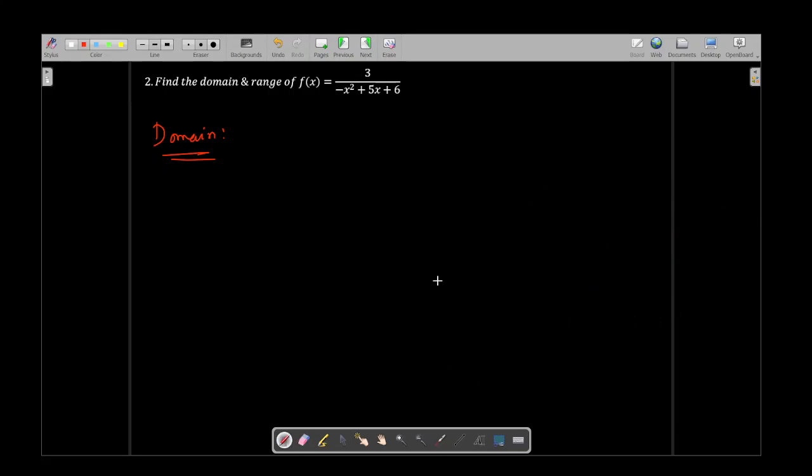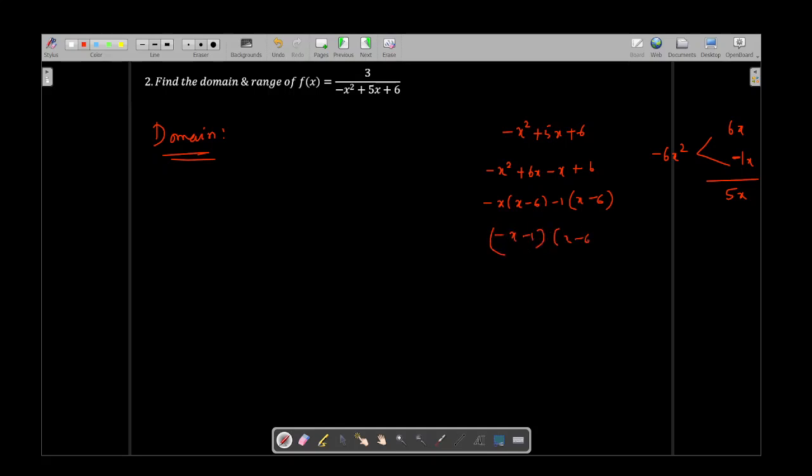We have minus x square plus 5x plus 6. So minus 6x square is my product, and the sum is 5x. So I think we can take 6x and minus 1x, because the product is negative and the sum is positive. So I can write this as minus x square plus 6x minus x plus 6. Take minus x outside, I'll get x minus 6. If I take minus 1 outside, I'll get x minus 6 as well. Minus x minus 1 and x minus 6. So further I can write this as minus x plus 1 and x minus 6.